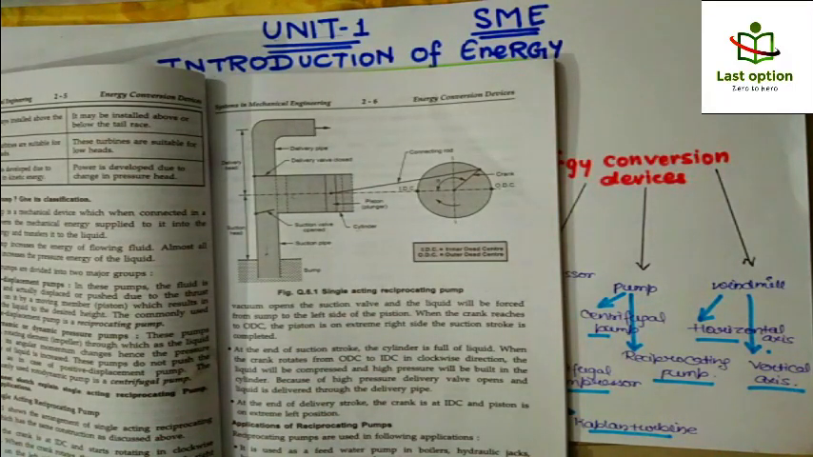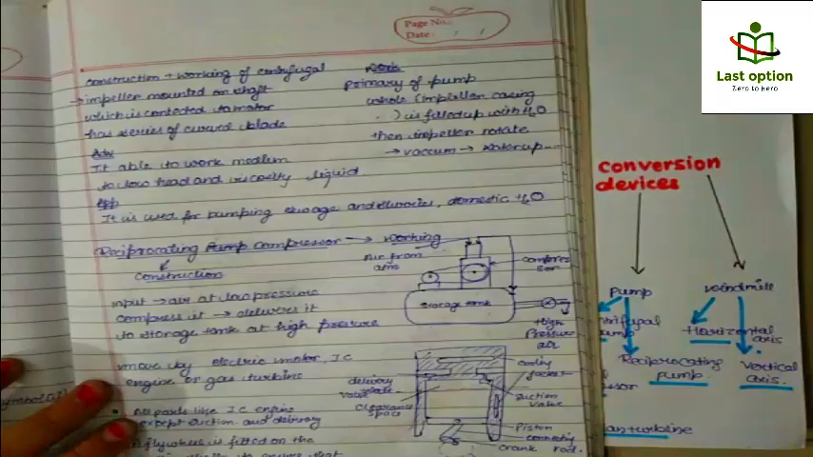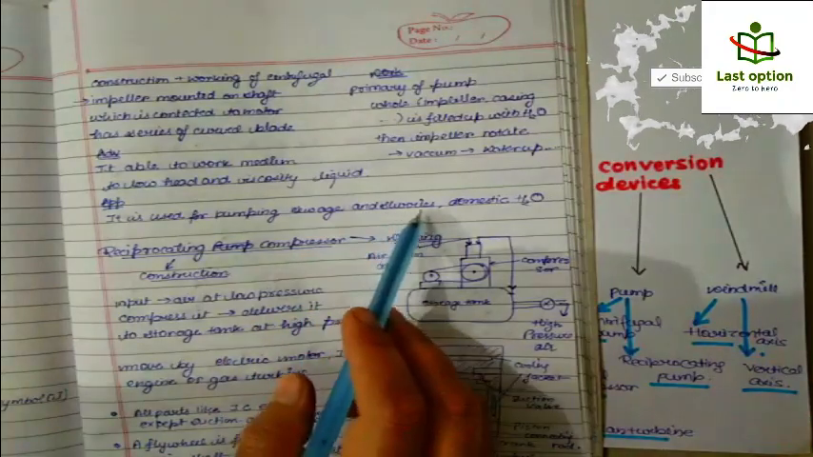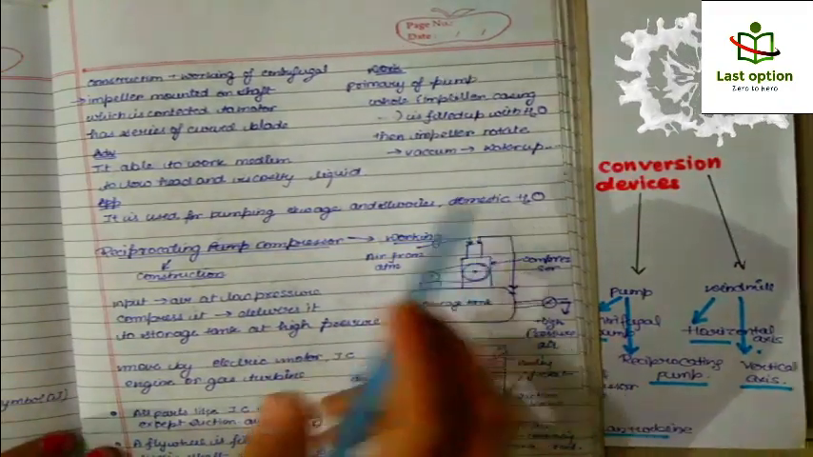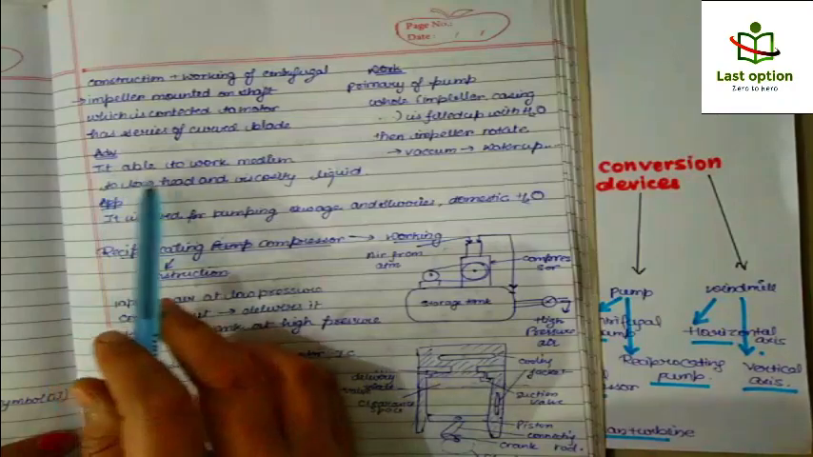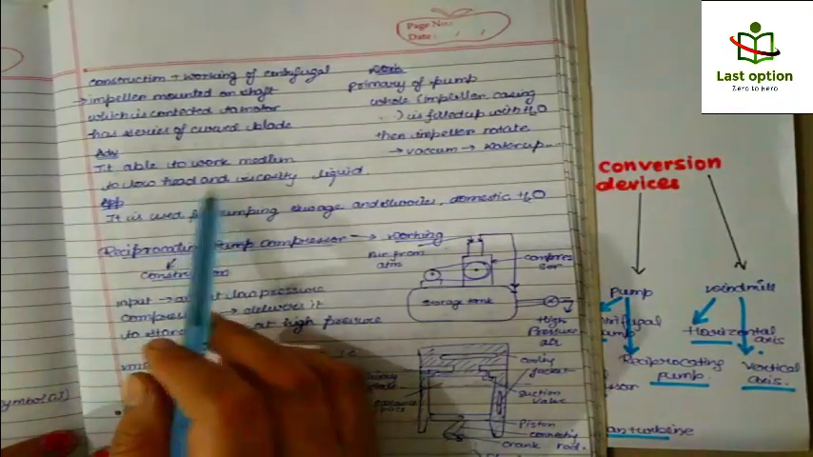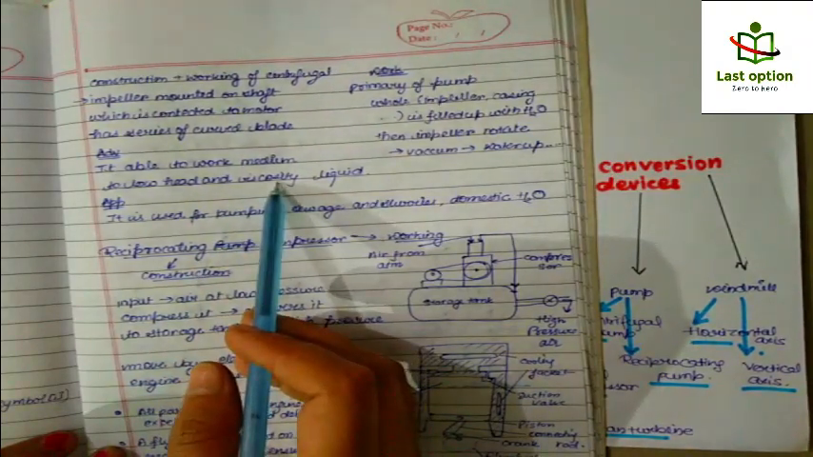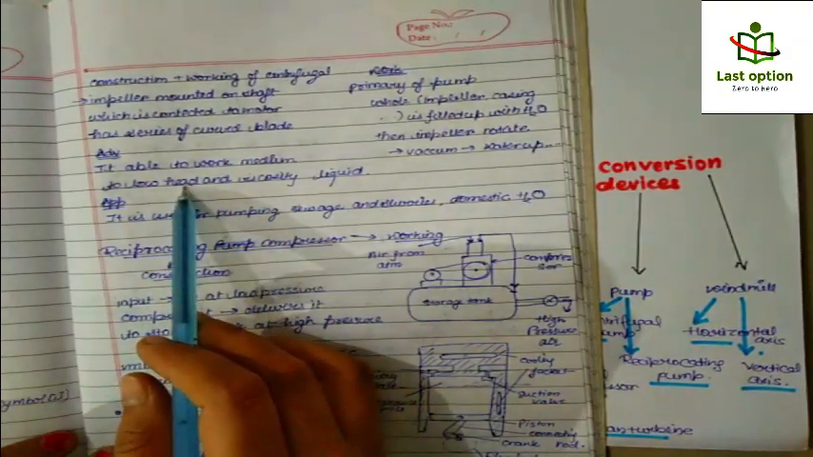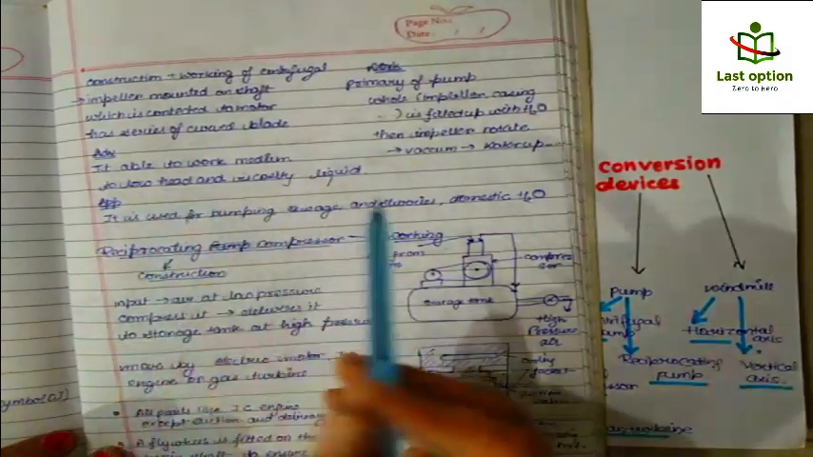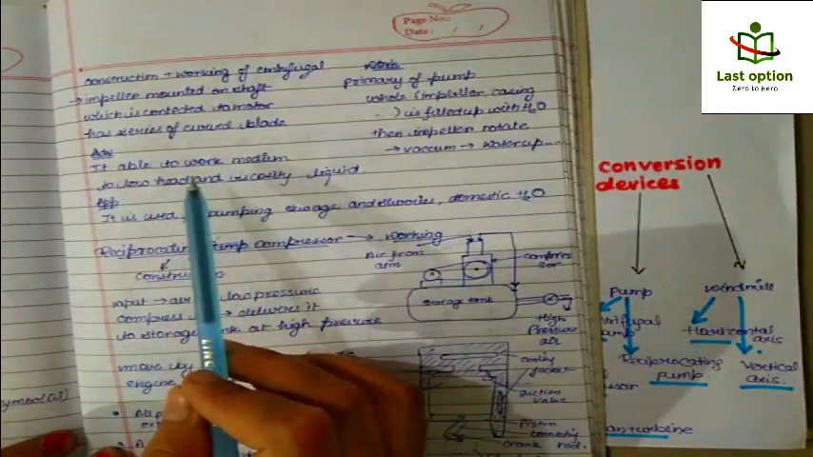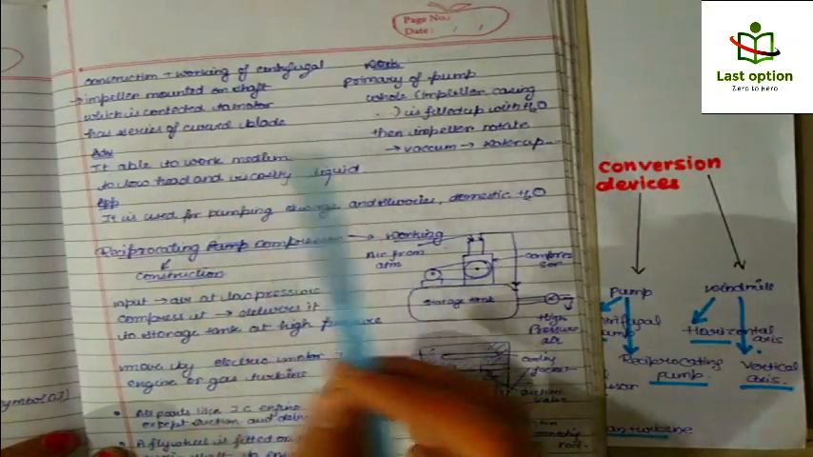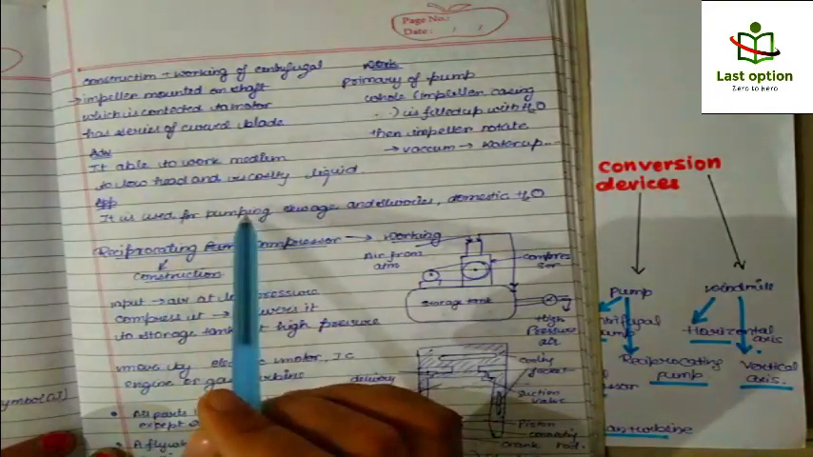So now let's study applications. It is used for pumping sewage and slurries, domestic water. Okay, and what are its advantages? That it is able to work with medium to low head and viscous liquid. Okay, means it can work with viscous liquid also, and it works at medium to low head, right? Means it cannot give the water at a high pressure, means at a high height. That's why. So this is all about the pumps.